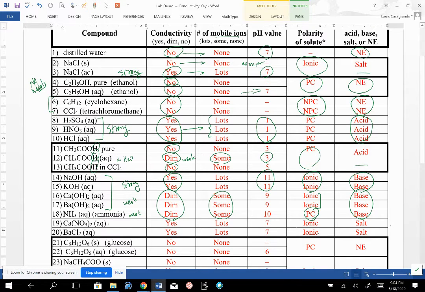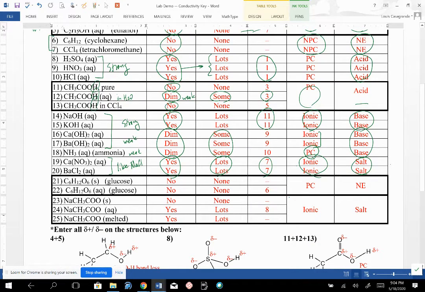Now, calcium nitrate and barium chloride, these are going to be like sodium chloride. They're both salts. They're both ionic. They both dissolve and give us strong electrolytes and lots of electricity, and they're both neutral. So we get some correlation there. Glucose, sugar, is a non-electrolyte because there are no ions.